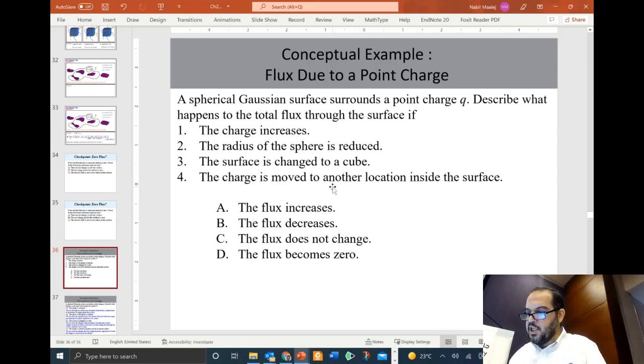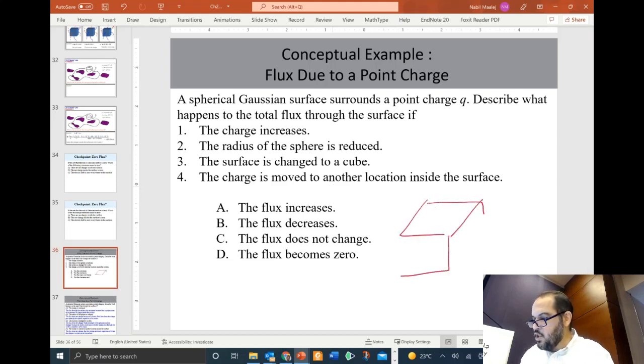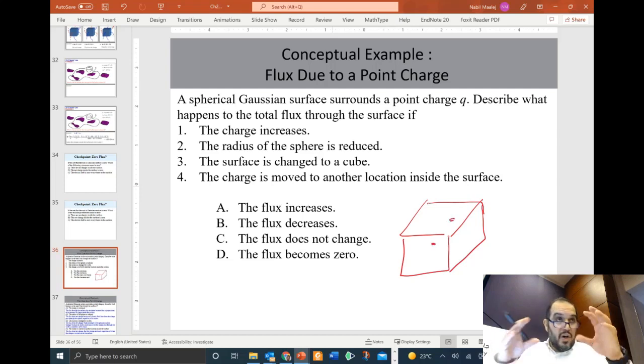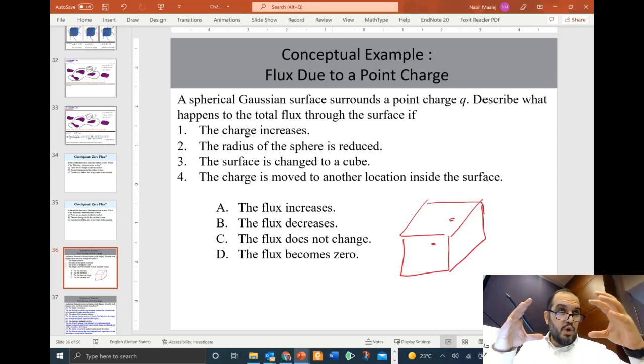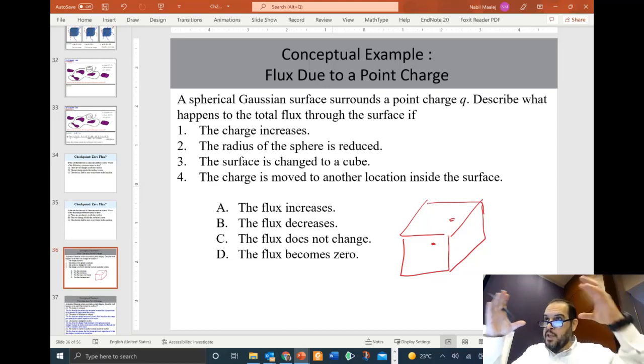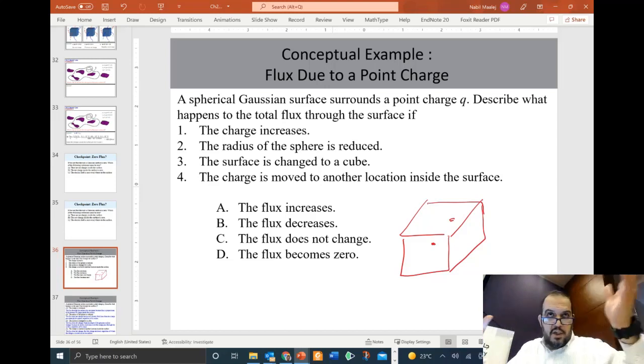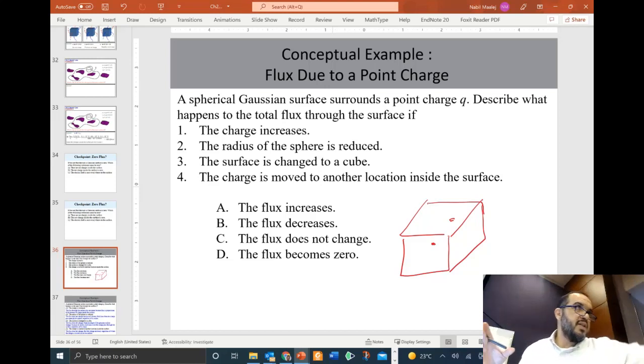What happens if the charge is moved to another location inside the surface? Does not change. So that means if I have a cube, it does not matter where the charge is. It's in the center or on the side. As long as it's inside the cube, the flux is going to be the charge enclosed, which is Q, divided by epsilon 0. So it doesn't matter. I can move the charge inside my surface. I still get the same flux. So these are very important observations.